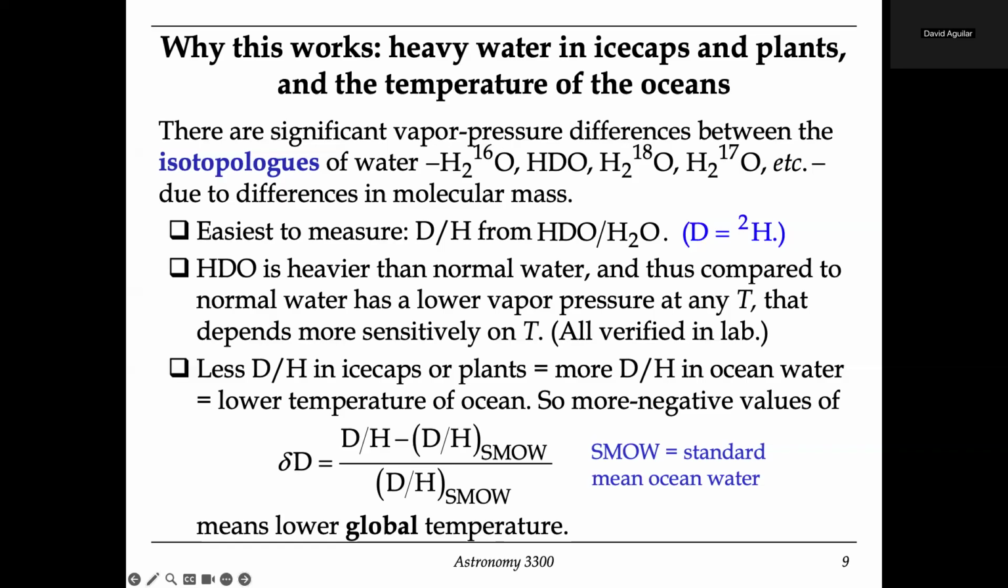Right? So if I have less D to H for a little bit of time compared to other time periods, okay, then I'm thinking, well, this means more D to H in the water, which must be due to lower temperatures of the ocean, which is the source for the D to H, right? When the oceans are hotter, what happens to the abundance in the ocean?